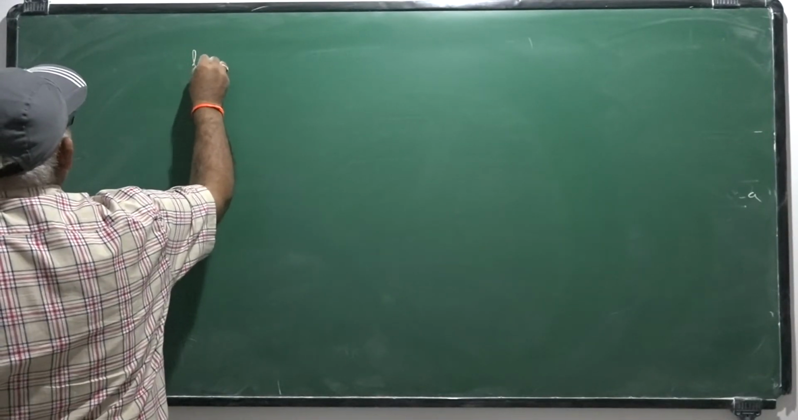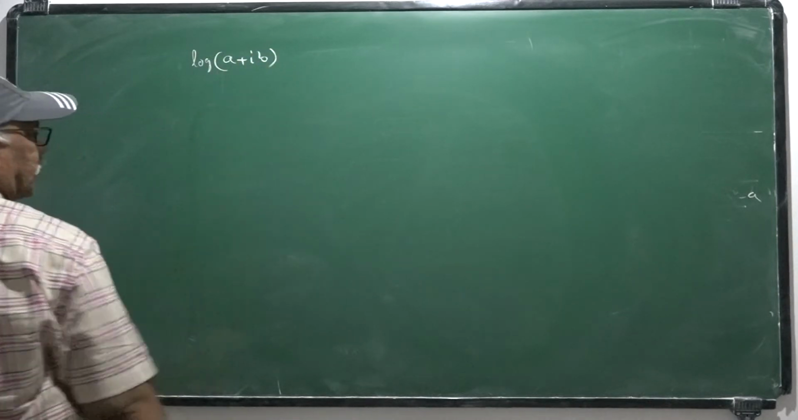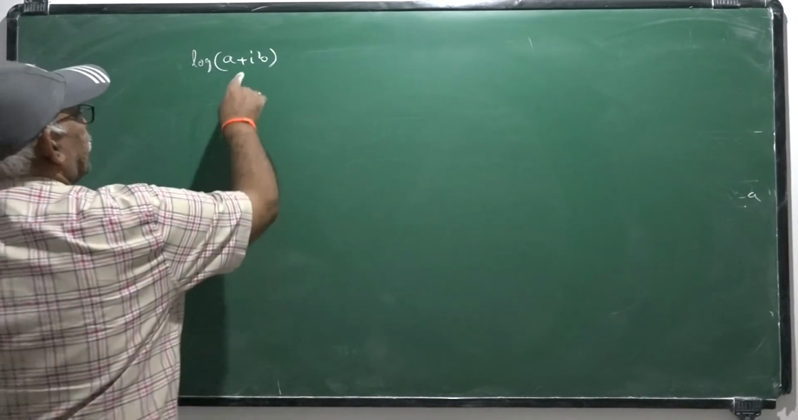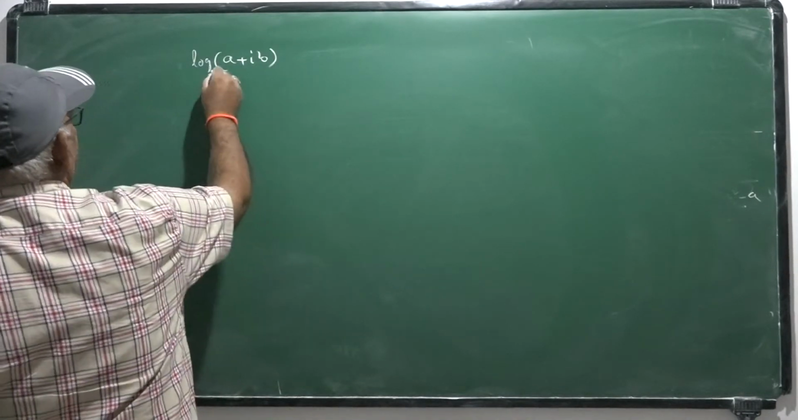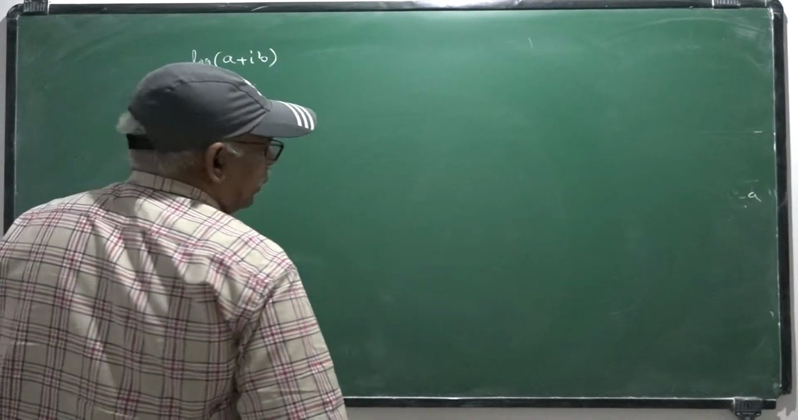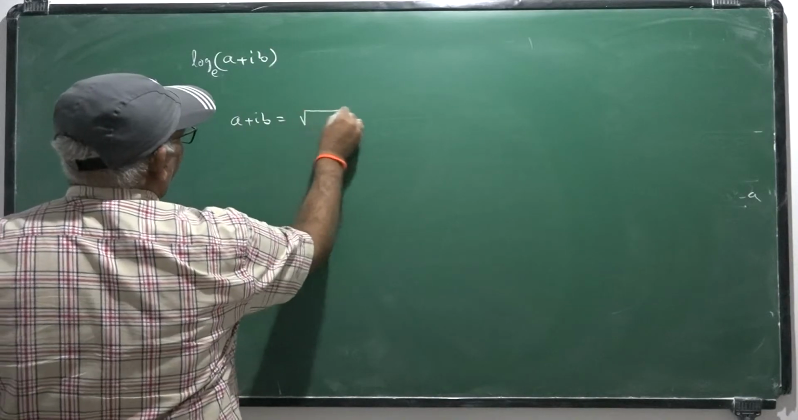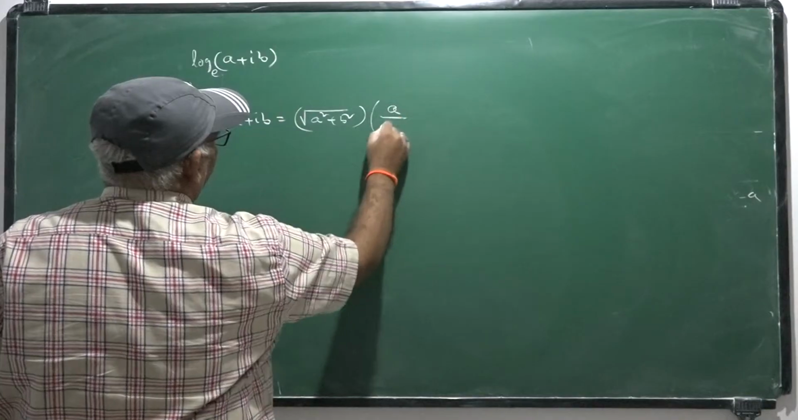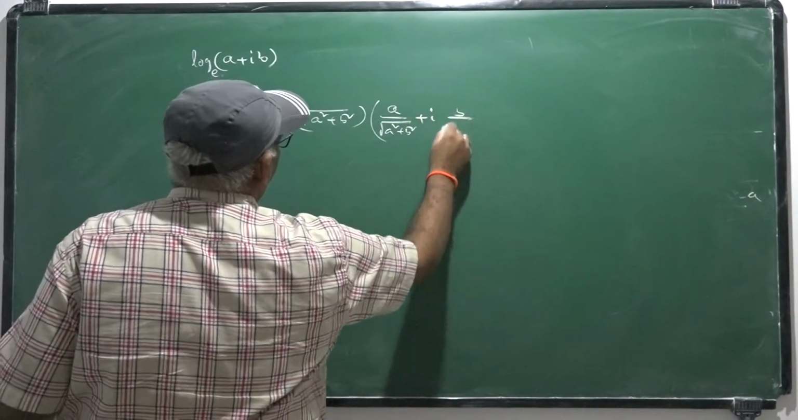Logarithm of a complex number. How to find the logarithm of a complex number? Log of a plus ib. Let us suppose this is z. Log of a plus ib to the base e, of course. Once a plus ib may be written as root over a square plus b square into a by root over a square plus b square plus i into b by root over a square plus b square.